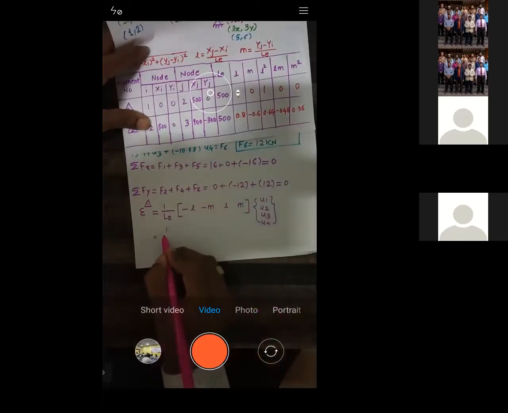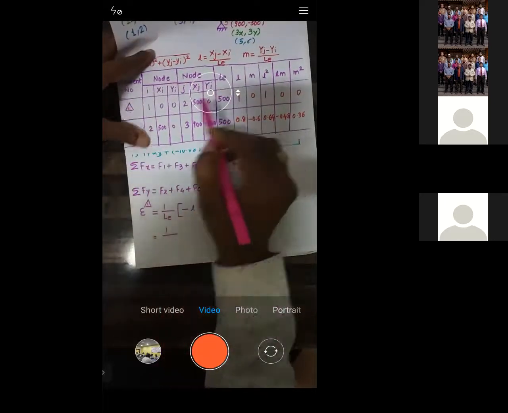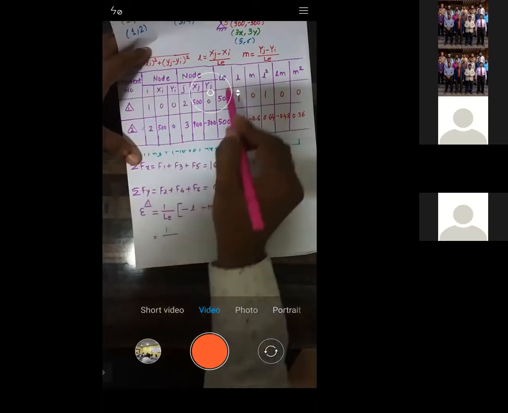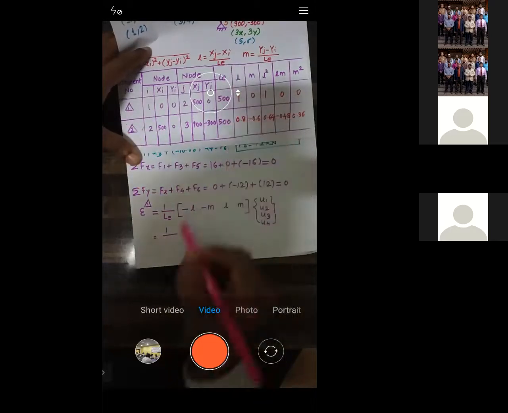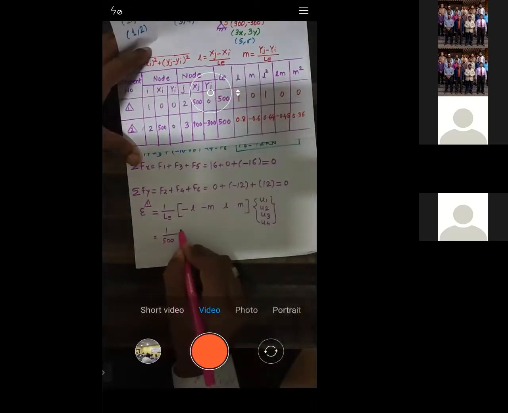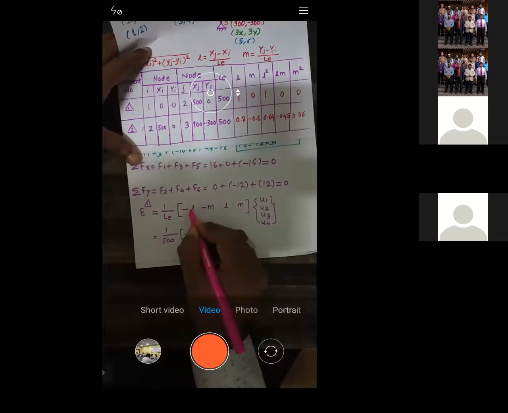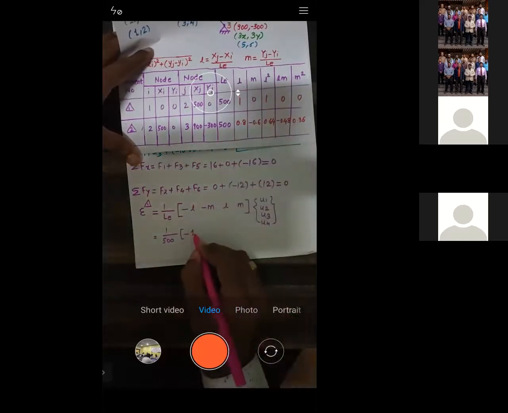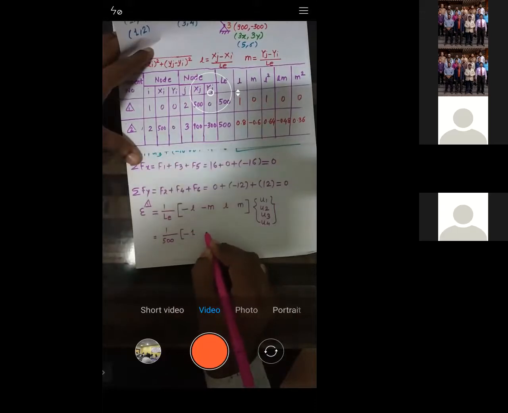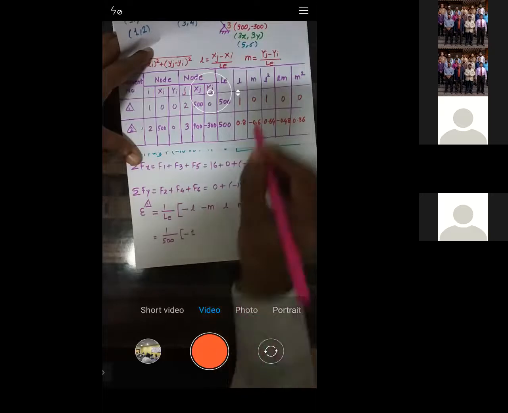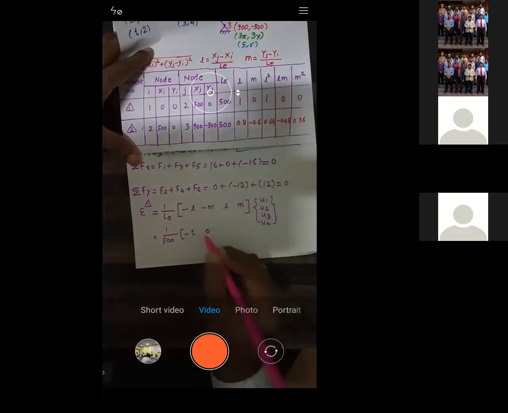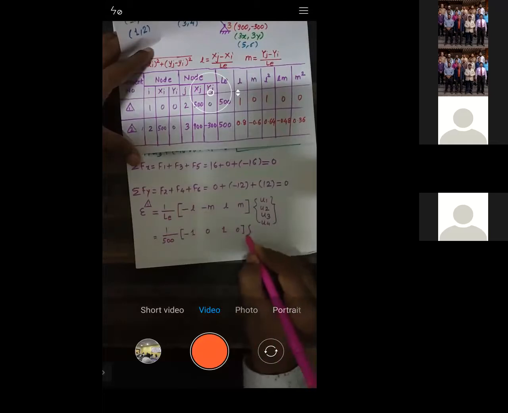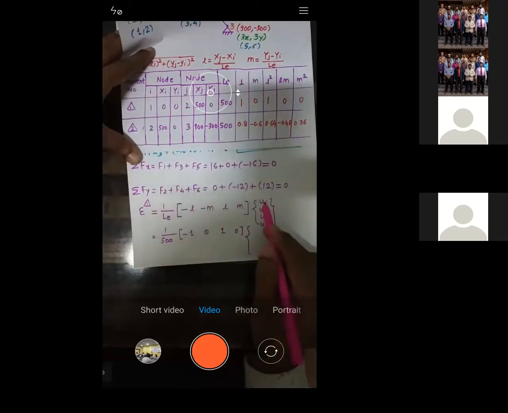So 1 by the length of element number 1, that is LE, which is 500, into minus L, where L you can see is 1, minus M. M is 0, so I'll just write directly 0. Then L is 1 and M is 0, into U1, U2.